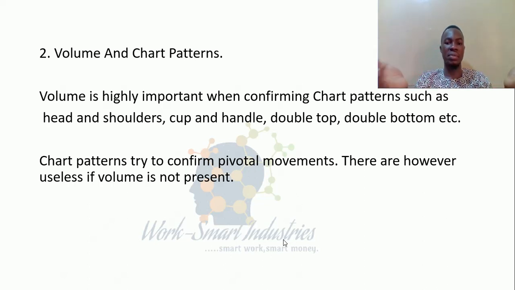So if this happens on a day where Bitcoin volume is about $1 million, it doesn't really give any strong indication of an incoming bull run. But if the volume stays pretty reasonable and you have a trade setup such as a double bottom, you know that you're in for a strong bull run. So volume is highly important when confirming chart patterns such as head and shoulders, cup and handle, double top, double bottom, etc. Chart patterns try to confirm pivotal movement. They are, however, useless if volume is not present.